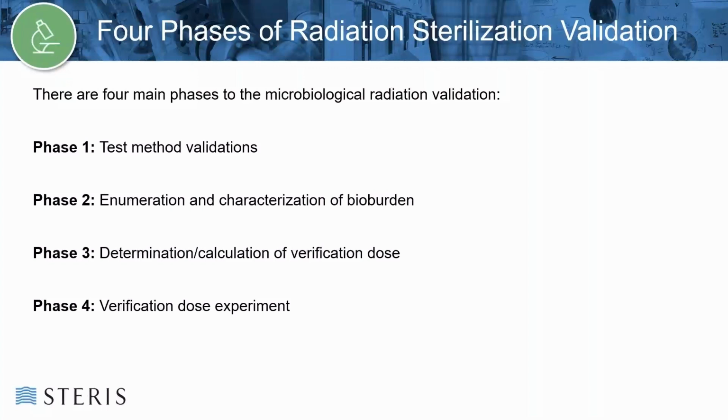In Phase 3, the determination and calculation of verification dose, we're using the bioburden data and the applicable table in the ISO standard to determine the verification dose. And finally, in Phase 4, the verification dose experiment, here we're performing the irradiation of the product to the verified dose range and then performing the test of sterility.